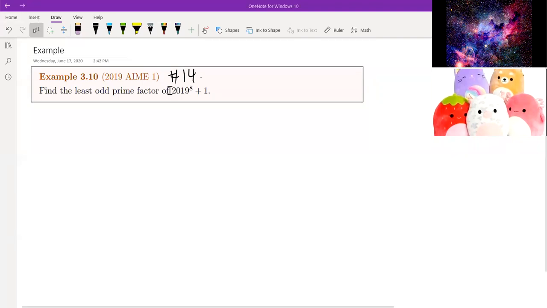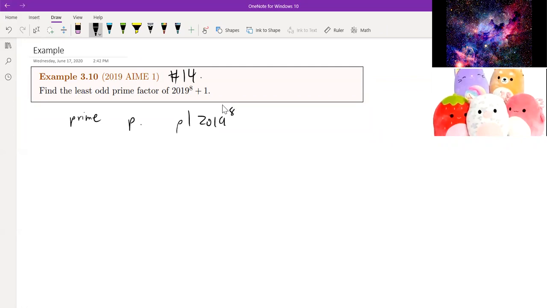So let's dive into this problem now. Find the least odd prime factor of 2019 to the power of 8 plus 1. So we're trying to find, usually we find a large prime factor, but in this case, we're finding the least odd prime factor. So let's assume that there's a prime number p, and we're going to assume that p divides this expression. So p divides 2019 to the power of 8 plus 1.